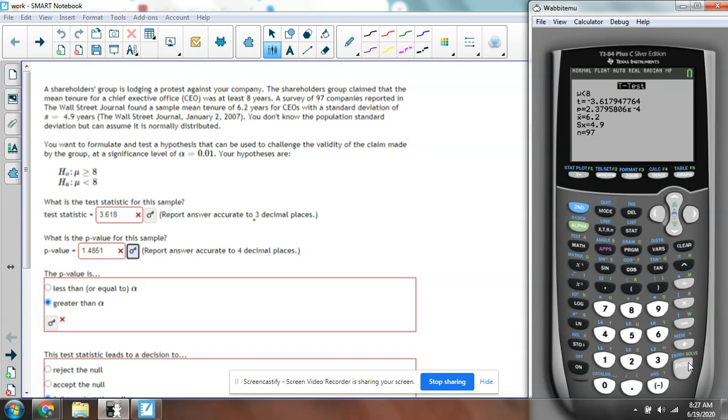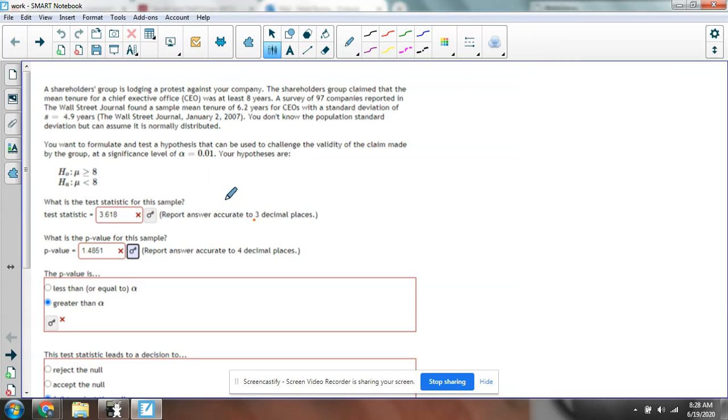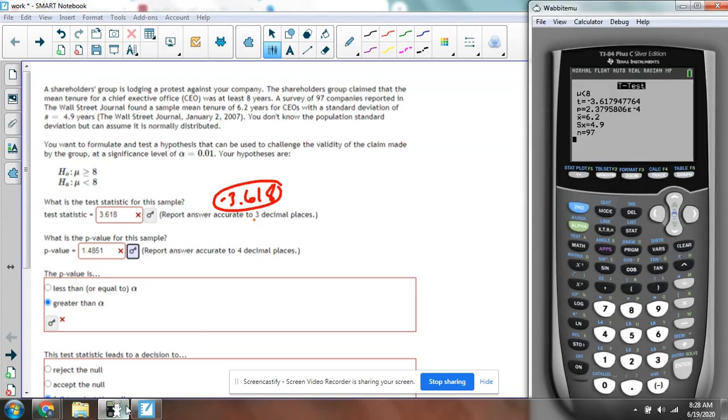So I think the mistake here was that our t-test here is a negative value. We can get a negative t-test. So our test statistic is actually going to be negative 3.618. That's our test statistic. And the p-value is 2.379 times 10 to the negative 4.